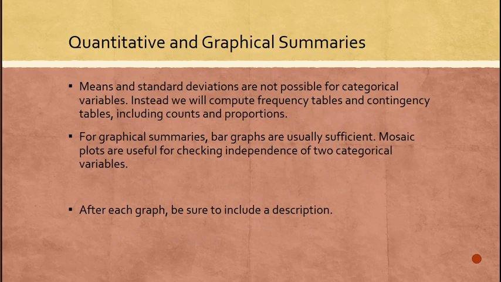Now for categorical variables, means and standard deviations are just not possible. I mean, if you have colors like red, blue, green, you can't really add them up and divide by whatever the count is. It doesn't really make sense. So we don't deal with means and deviations. What we deal with are frequencies, and specifically frequency tables and contingency tables. We deal with counts and proportions.